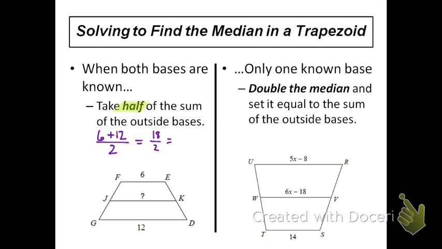And so like 6 plus 12, we have 18 divided by 2. We're looking at 9. So we can actually find out that segment JK, which is referred to as the median, see that phrase at the top? The median, that's what we found. JK would be 9 units long. Or if you only know one base, then we'll get to this a little later, but we're going to take double the median and set it equal to the sum of the outside bases. So we'll be looking at all this shortly, but let's take a look at the next part.